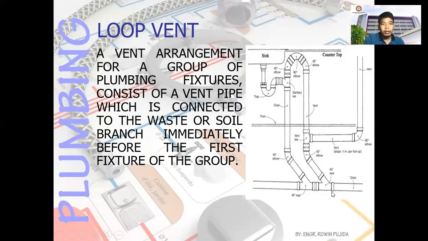It introduces a loop to provide air circulation. From your fixture, from your sink, you provide a vent pipe here going to the horizontal branch pipe, and this line here is going to your main vent. So that is loop vent. But if you don't provide a ventilation system here, you can introduce a screw door. It's a device that can circulate the flow of air in your drainage system or waste line.